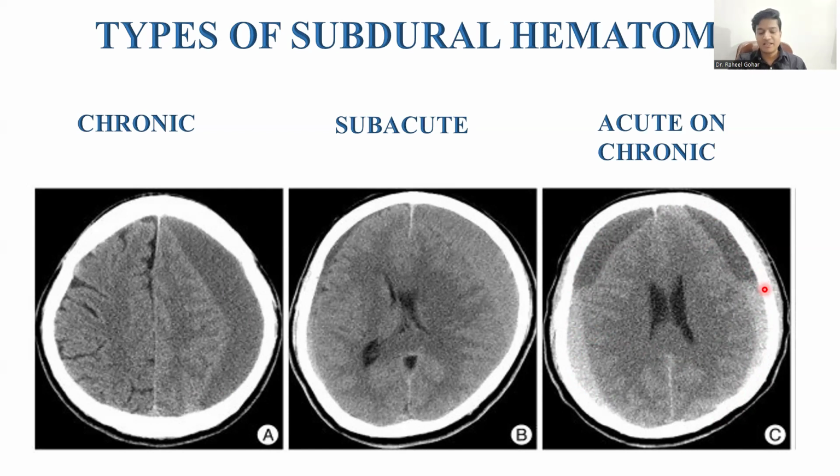For example, there is a patient who has some chronic blood inside his brain, and it is not causing any problem, and suddenly he gets an RTA or some other trauma, and there is bleeding going on inside the chronic blood. Because the chronic blood is already there, this acute bleeding will now produce sudden pressure on the brain, and the patient will come to us. We will perform the CT scan and we will see this picture where we will say that there is acute bleeding inside the chronic subdural hematoma. So this is known as acute on chronic subdural hematoma.